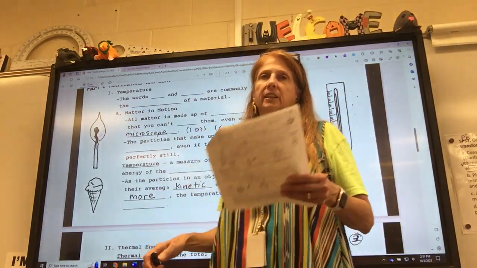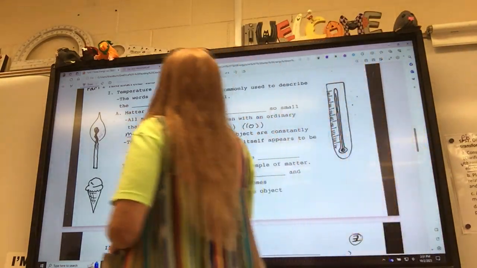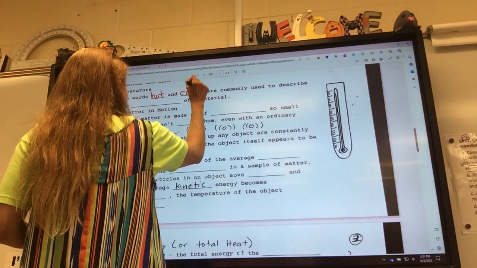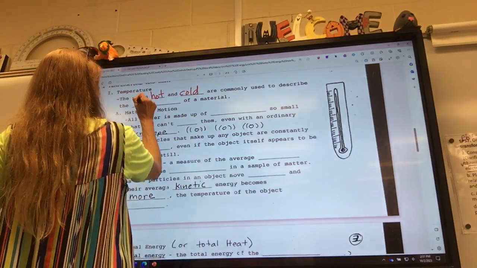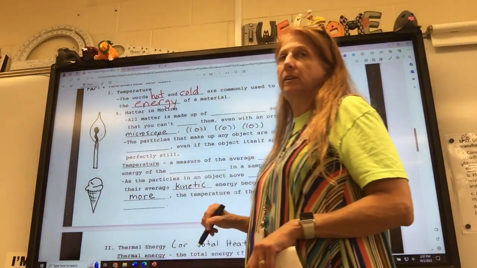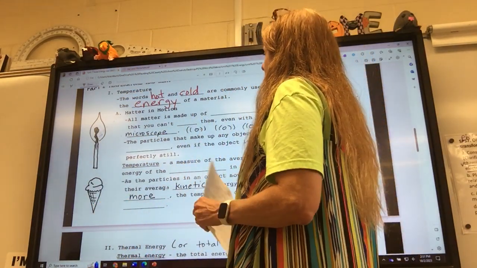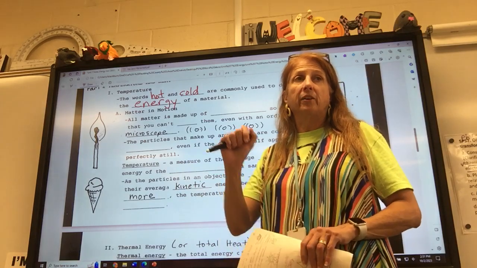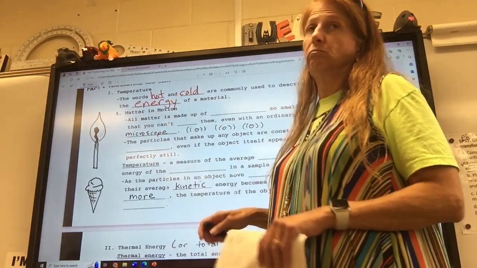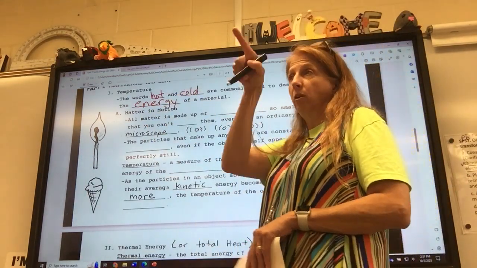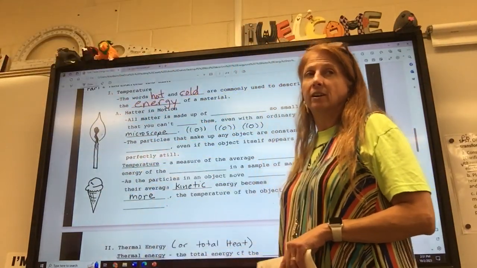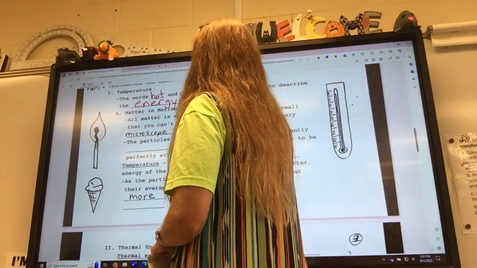Temperature and heat. Okay, so what is the difference in temperature and heat? The words hot and cold are commonly used talking about energy of things. So temperature has something to do with heat. And it goes back to what's called the atomic theory of matter. All matter is made out of what? Starts with an A. We've already learned about them. There's a chart of them over there. What are those things called? They're elements or atoms, right?